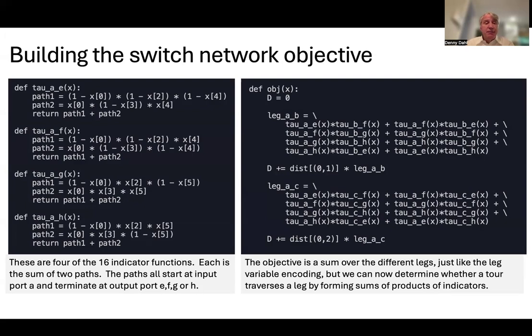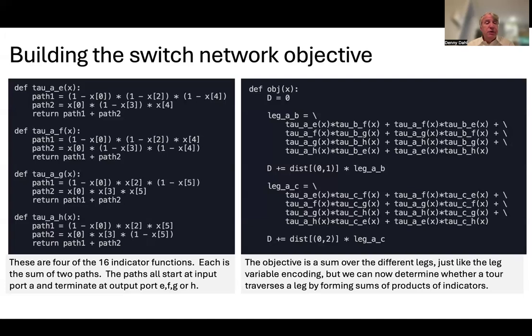Input port A is routed to output port E if switches X0, X2, and X4 are all turned off, or if X0 and X4 are turned on and X3 is turned off. Similar logic applies to each of the indicator functions. Now that we have all 16 indicator functions, we can assemble the distance objective. Two of the six terms in the distance objective are shown here on the right.